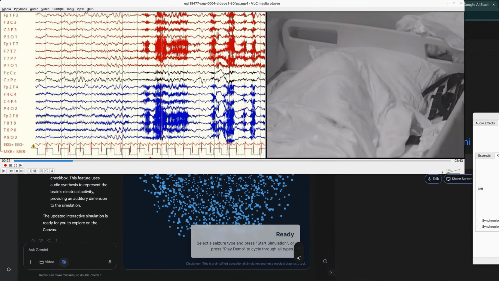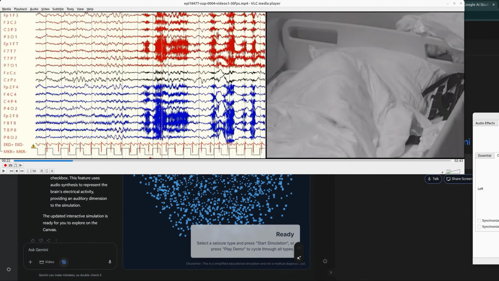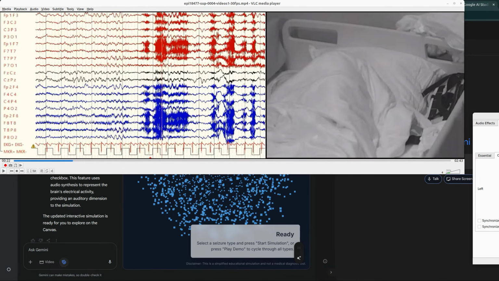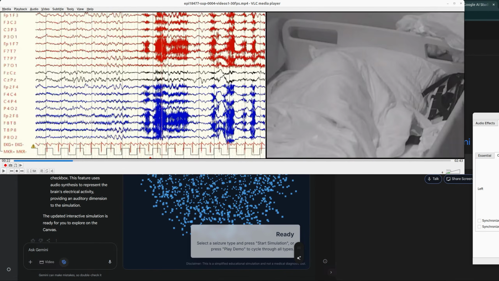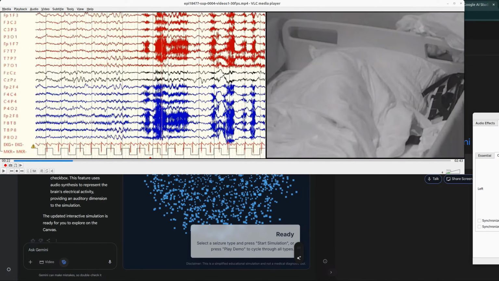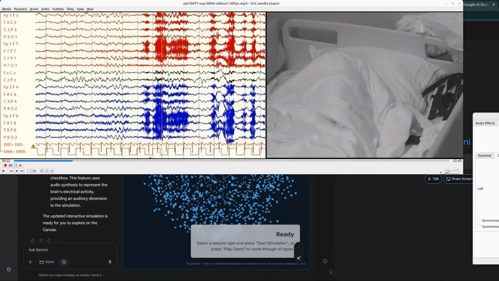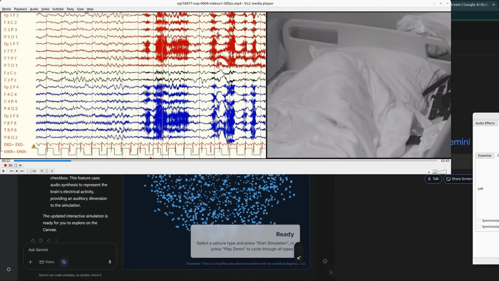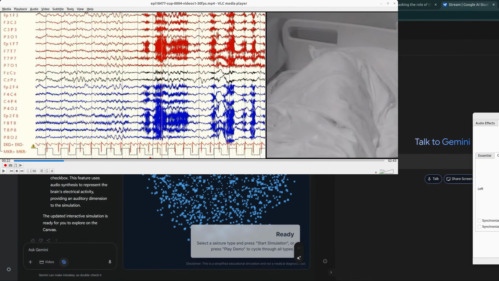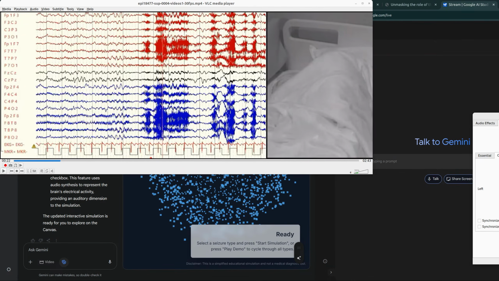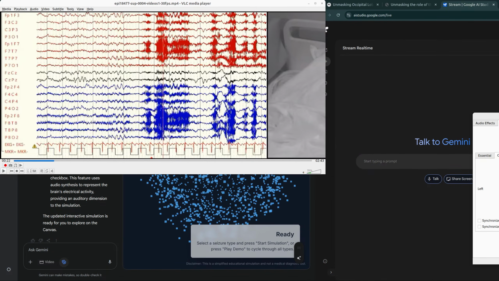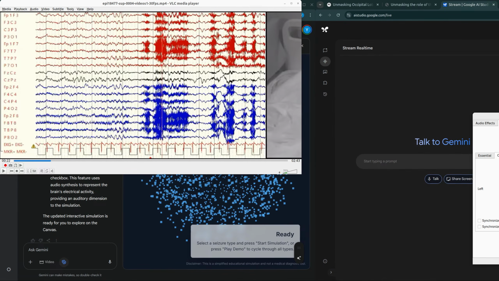Now we will see how an AI agent, a Gemini to be more specific, is able to review this video. But what we will do is we will actually hide the video, and we will get the AI agent to just look at the EEG alone. We'll try to see if it can actually explain what it is we are looking at.